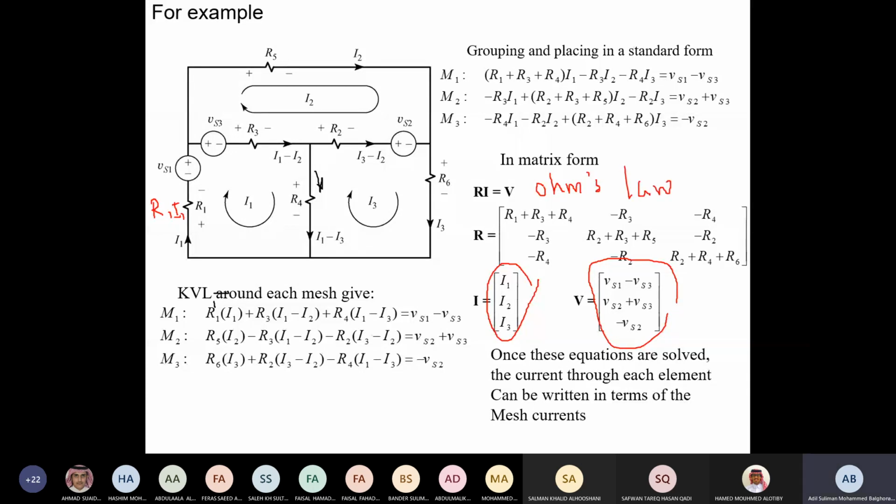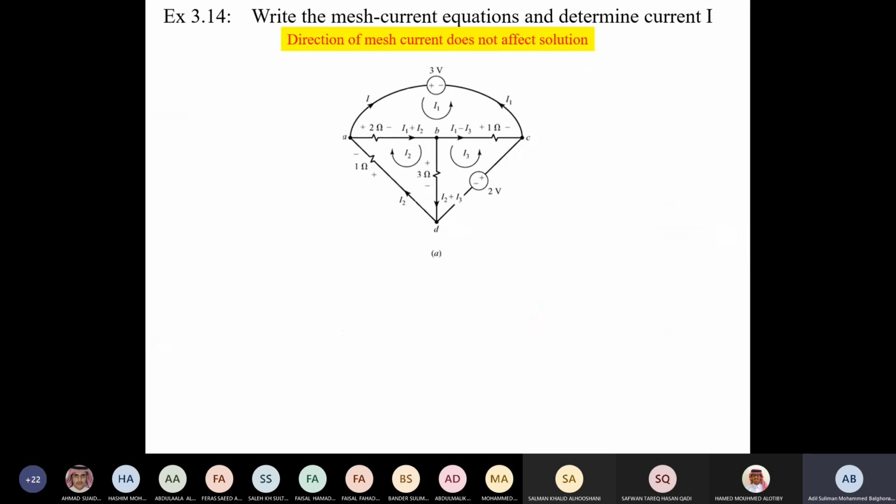Okay, let's look at a situation where we have meshes, some of them clockwise, some of them counterclockwise. It will not affect; it will be exactly the same result. The values of the mesh currents will differ when you assume all of them clockwise or a combination, but the current I here will not make a difference.